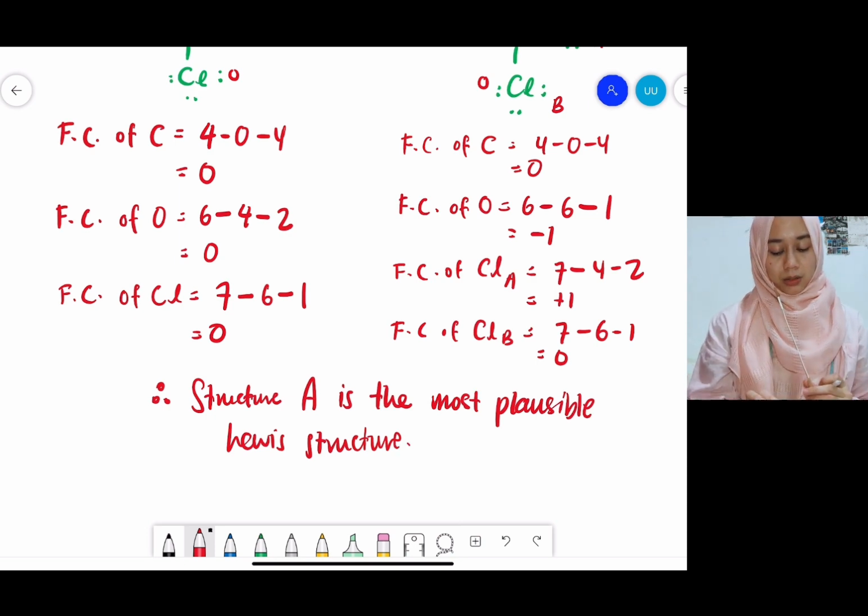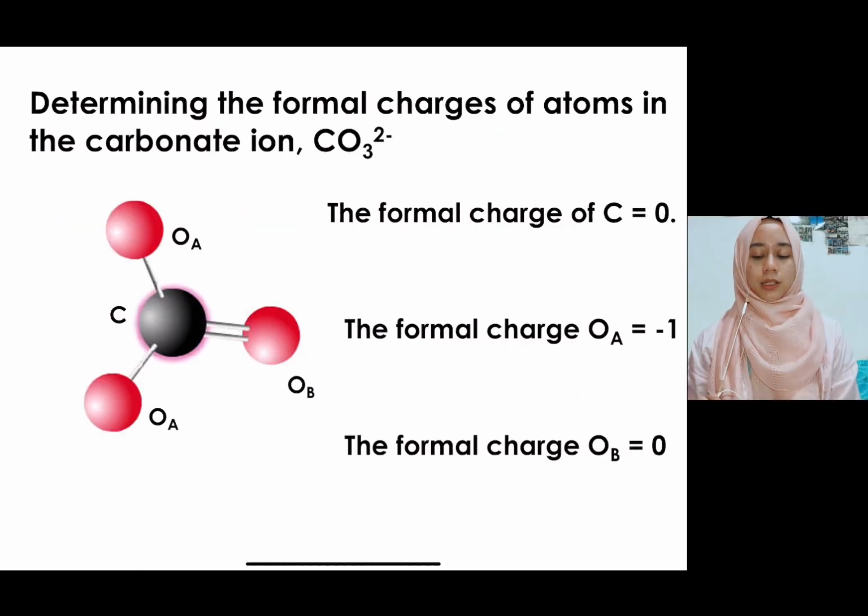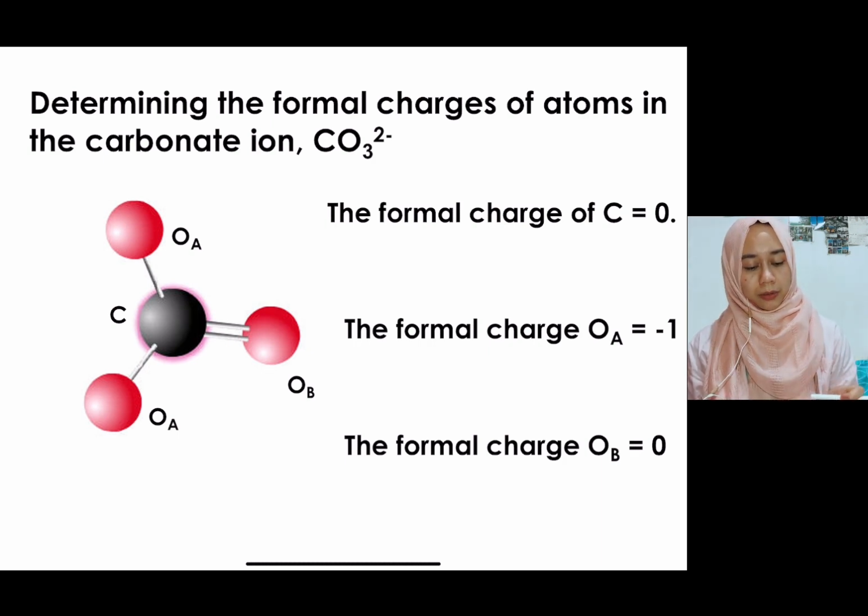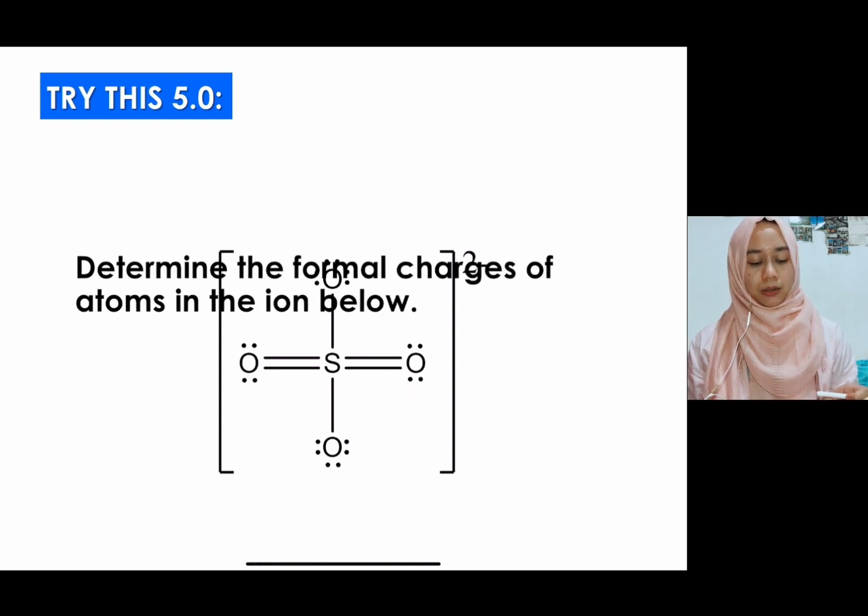Okay, so kalau kita tengok balik nota, so determining the formal charge of atoms in carbonate ion dekat sini. So basically kita ada 2 jenis oksigen lah kat sini, where you can see OA is the one with single bond, meanwhile OB pula is the one with the double bond. So dia ada beza lah in terms of dia punya formal charge kat situ. Just make sure you know how to differentiate atom yang sama tapi they are actually 2 different atom due to different lone pair ataupun bonding pair yang ada dengan dia. Okay, so you try to do this on your own.